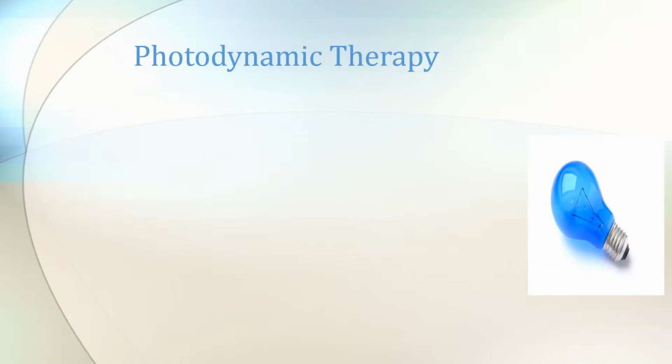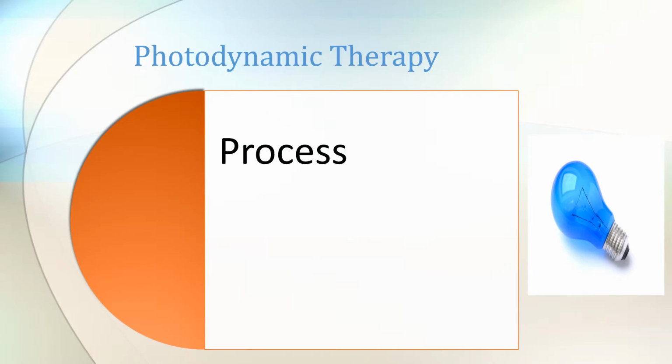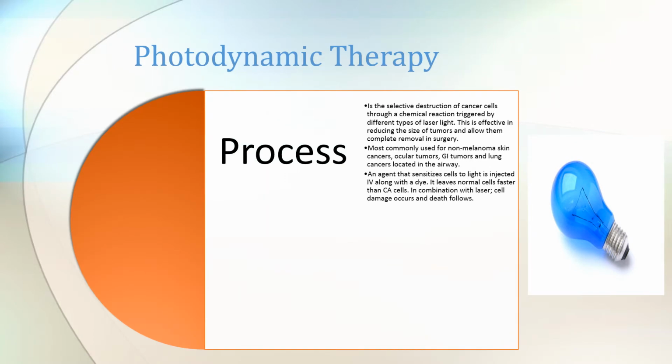Okay, so let's discuss photodynamic therapy. First, we'll talk about the process. This is the selective destruction of cancer cells through a chemical reaction triggered by different types of laser light. This is effective in reducing the size of tumors and allowing their complete removal in surgery. Most commonly used for non-melanoma skin cancers, ocular tumors, GI tumors, and lung cancers located in the airway.